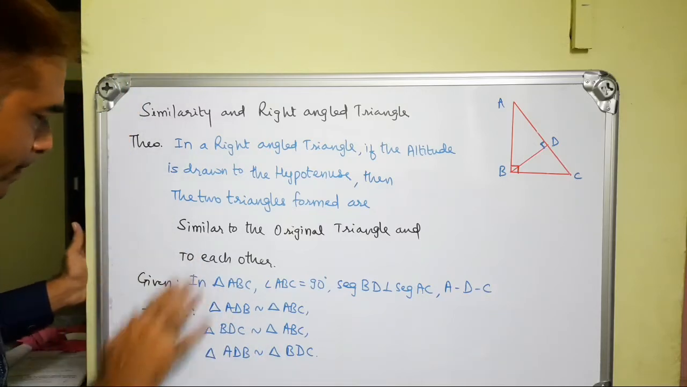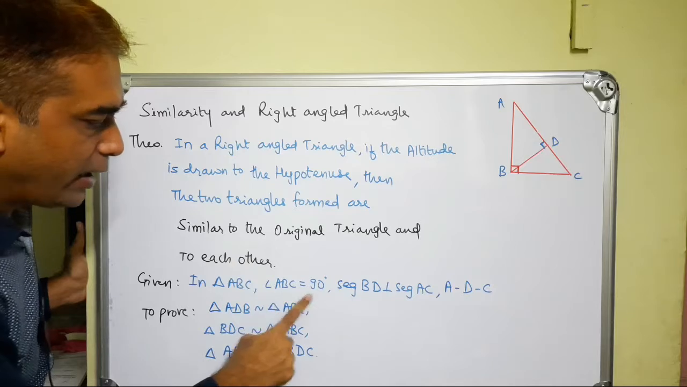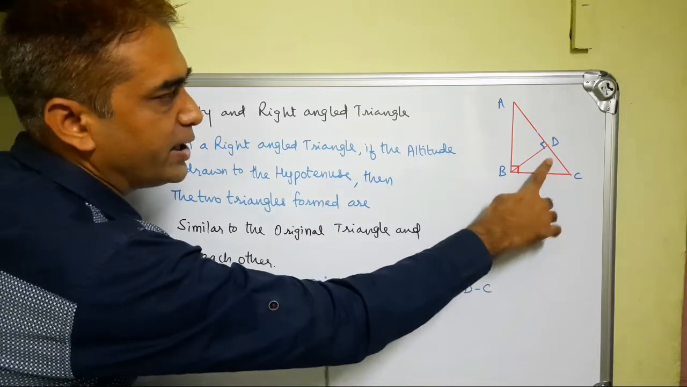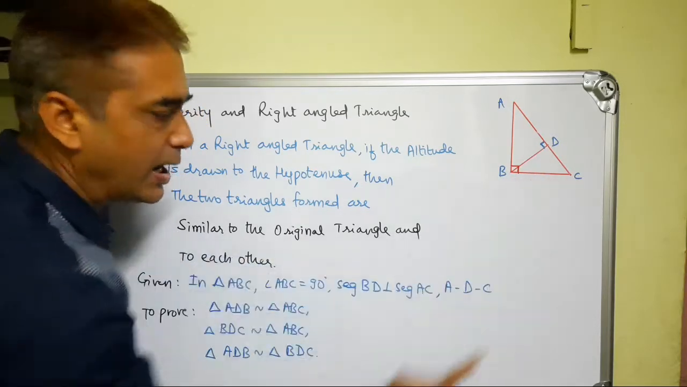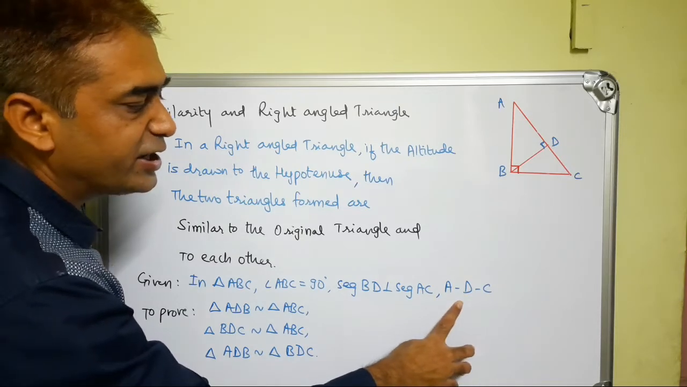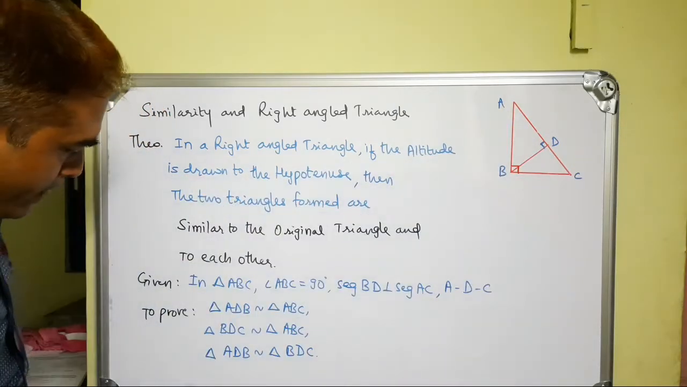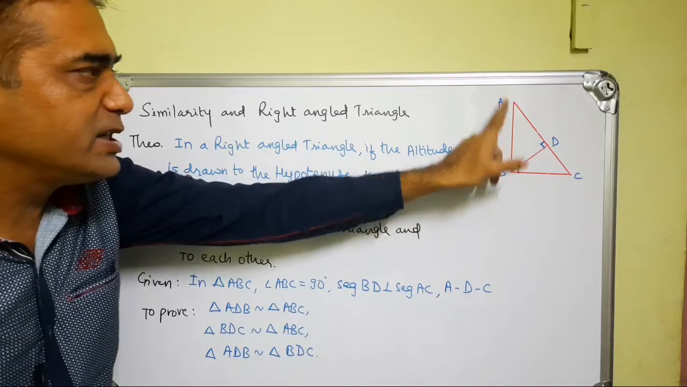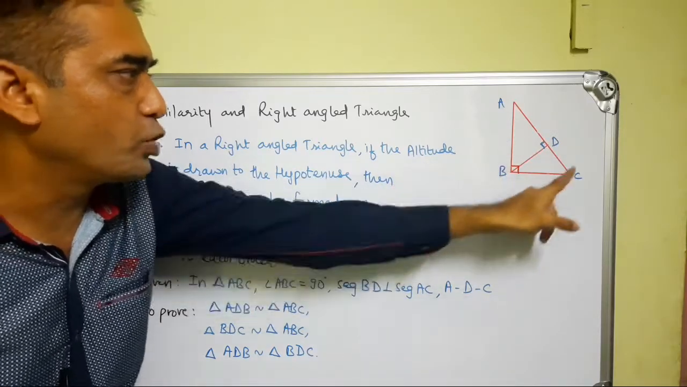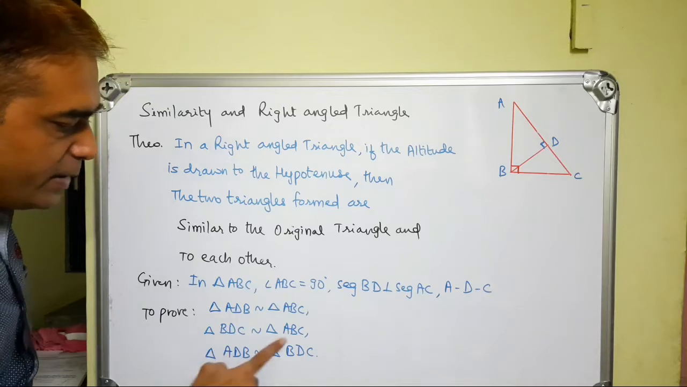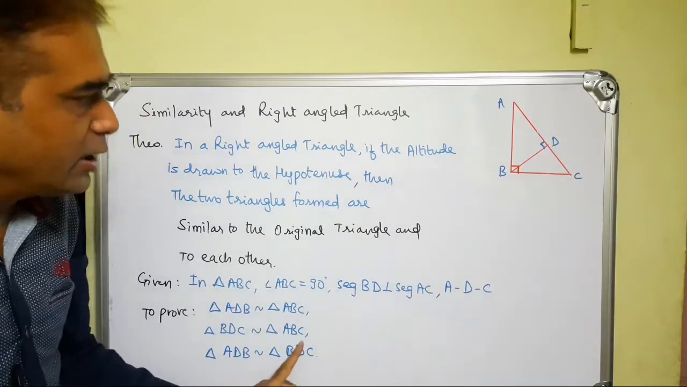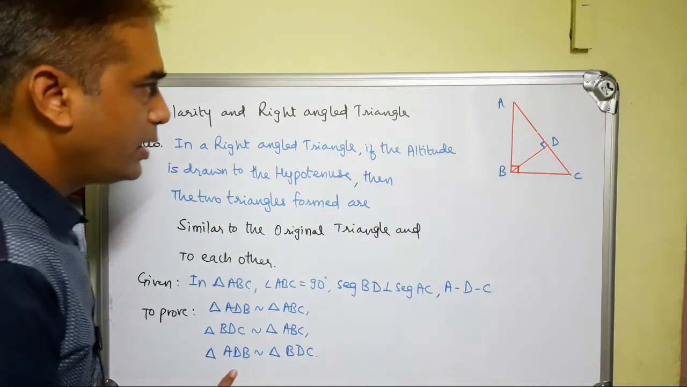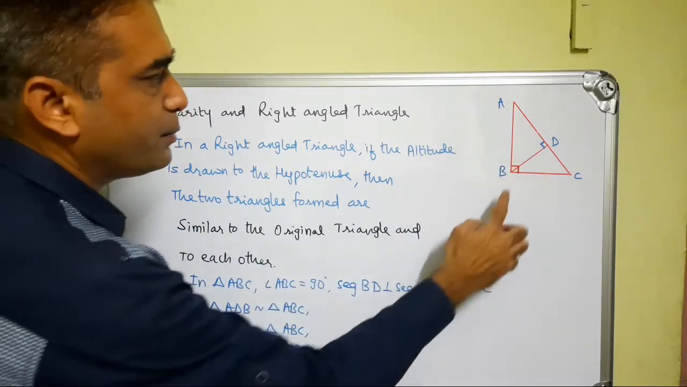आपको मालूम है स्टेप्स. थ्योरम गिवन इन दिस ट्राइंगल ABC, एंगल ABC इज 90 डिग्री, सेगमेंट BD इज परपेंडिकुलर टू सेगमेंट AC. Segment BD is perpendicular to segment AC, so BD is the altitude, and A-D-C means these 3 points are collinear. To prove, first triangle ADB is similar to triangle ABC. Second, triangle BDC is similar to triangle ABC, and triangle ADB is similar to triangle BDC.